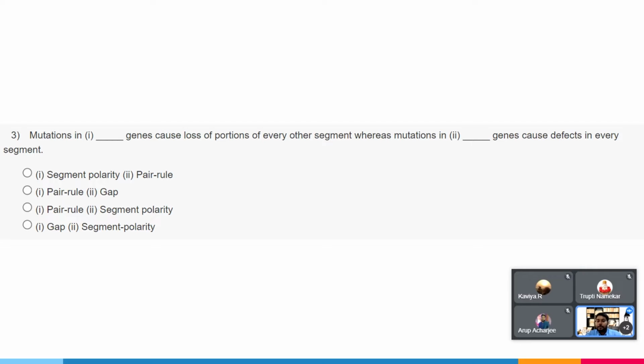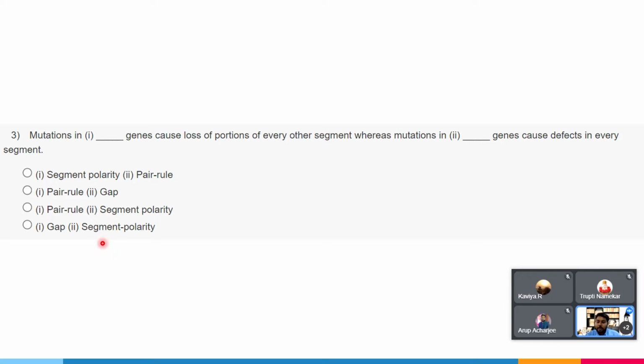So the question is, mutations in which particular gene will cause loss of portion in every other segment, that is alternate segments, and mutations in which gene will cause defects in every segment? The options are segment polarity and pair rule genes, pair rule genes and gap genes, pair rule and segment polarity, and gap and segment polarity. So I would ask everyone to try and answer.